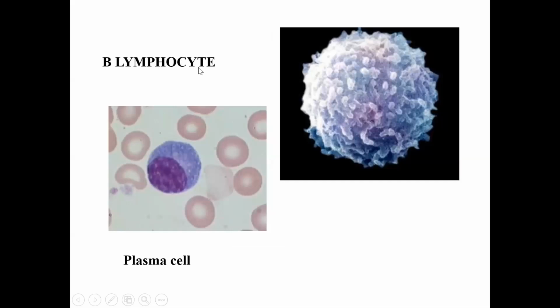And then the B lymphocytes, the B cells, we did mention them last time. When the B cells are activated, they differentiate to become plasma cells. The main function of the plasma cells is to produce antibodies. Remember we talked about proteins: most proteins are made in the liver, but antibodies are all made in the plasma cells.